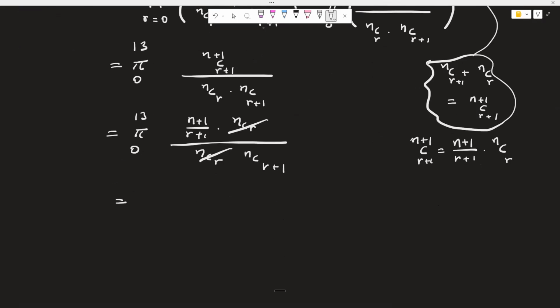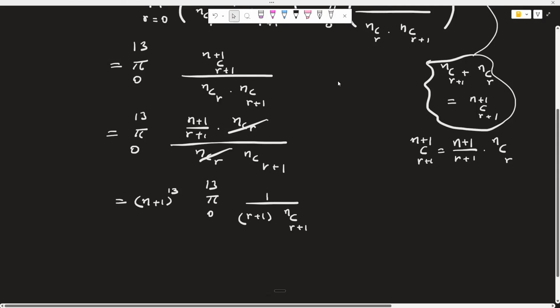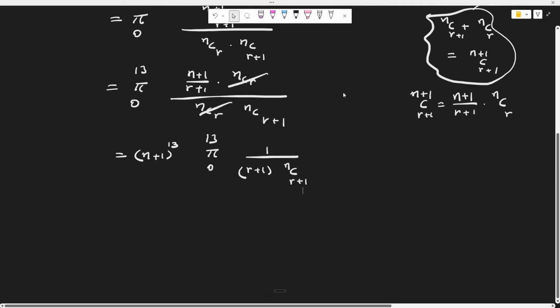So this N plus 1 we can write outside because there is no dummy variable. And this factor appears in the entire 13 terms, so you can write 13 on the top. For every bracket, we have this N plus 1 factor, so we take it outside. So 0 to 13, what is left? 1 by R plus 1 multiplied by NC R plus 1. That is, 1 by R plus 1 divided by NCR plus 1.